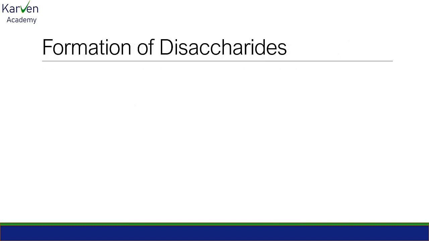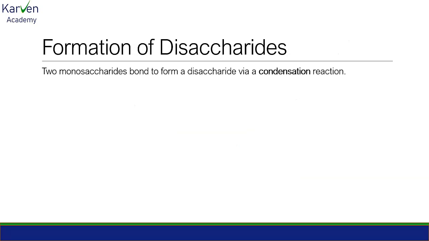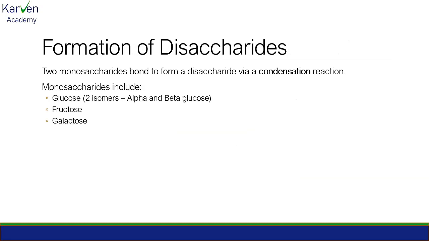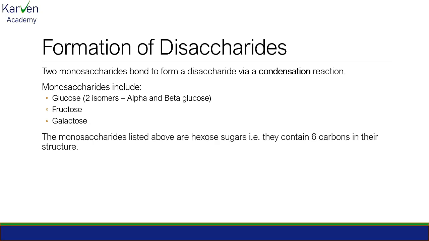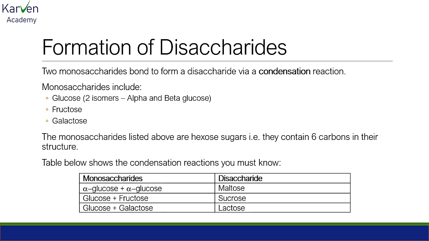Formation of disaccharides. As I told initially, disaccharides are made out of two monosaccharides via a condensation reaction. Monosaccharides include glucose, fructose, and galactose, as I mentioned earlier. Glucose has two isomers, alpha and beta. I'll be discussing this in the next slide. The monosaccharides listed are all hexose sugars, meaning they contain 6 carbons in their structures. And the table below is showing the disaccharides that you must know and the monosaccharides that make them.